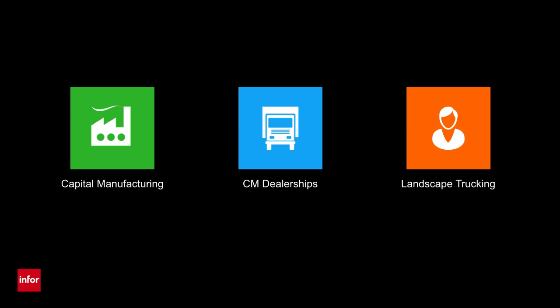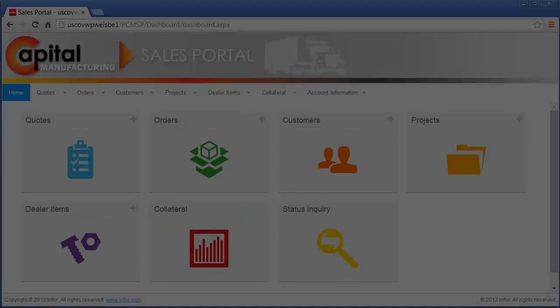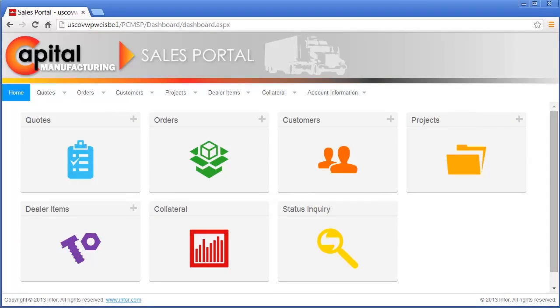Let us end our scenario by looking at how CM Dealerships uses Infor Configure Price Quote to review the status of their orders. Nick is planning for the delivery of trailers from Capital Manufacturing and needs to confirm the delivery date. Rather than calling Bill, the Capital Manufacturing customer service representative, for this information, it is quicker and easier to simply use Infor Configure Price Quote.